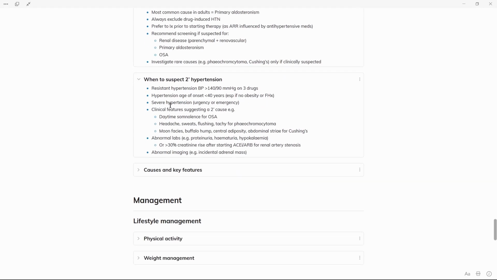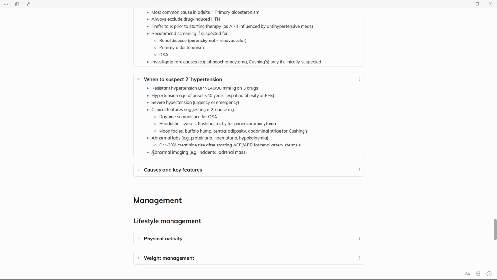We also suspect if they have severe hypertension or if they have clinical features suggesting a secondary cause, such as daytime somnolence for obstructive sleep apnea, headache, sweats, flushing, or tachycardia for pheochromocytoma, or moon facies, buffalo hump, central adiposity, or abdominal striae for Cushing's. If they have abnormal labs such as proteinuria, hematuria, or hypokalemia that you can't explain with another cause, or if they have a greater than 30% creatinine rise after starting ACE inhibitor or angiotensin receptor blockers, and this is suspicious for renal artery stenosis.